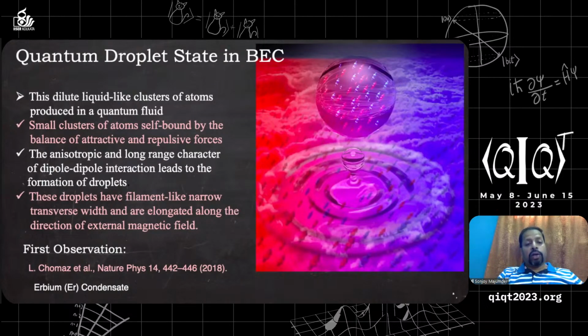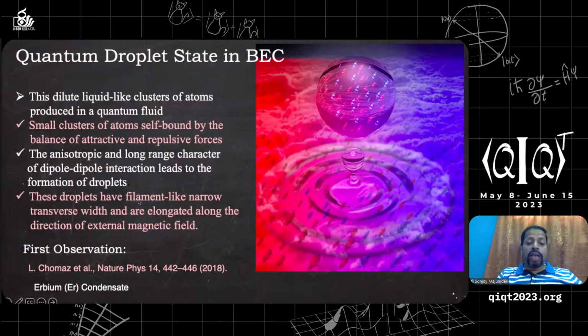These are dilute liquid-like clusters of atoms. They have now been produced and experimentally shown in the quantum fluid. A small cluster of atoms, self-bound by balanced attractive and repulsive forces, actually forms. So we see that the anisotropy and long-range character of the dipole-dipole interactions lead to this kind of formation.